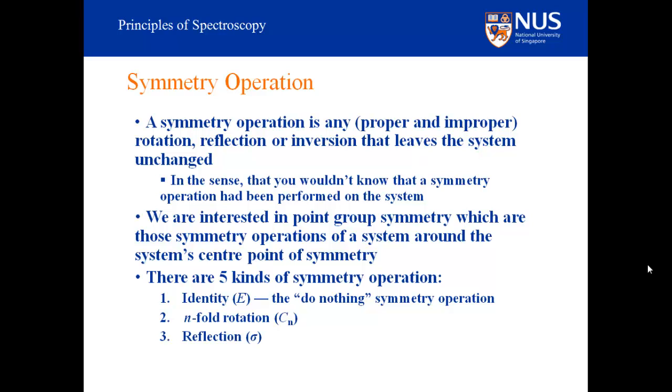We've also got reflection planes, and they've been given the symbol sigma. We've also got an inversion axis, which has been given the symbol i. Don't get it confused with the identity. The reason why the identity has been given the symbol E is because the Germans got to symmetry before we did, and for them, eigen means equal, and so they use E for the identity symmetry element. And finally, we have our improper rotation axis, and I'll describe them in just a little while. They've been given the symbol S sub n.